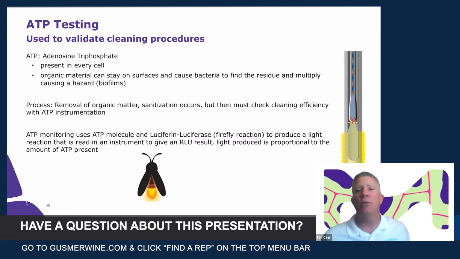So what we're really doing with ATP is we're validating our cleaning method. That's really all we're doing. ATP doesn't measure down to the cell. It doesn't even measure 10 cells. What it measures, if you had to guess, would be about 100 CFU, roughly, and sometimes even a little higher than that. When we measure for ATP, ATP is present in every living cell.